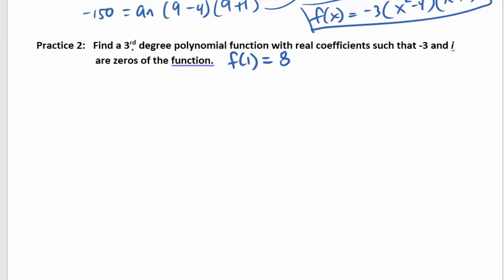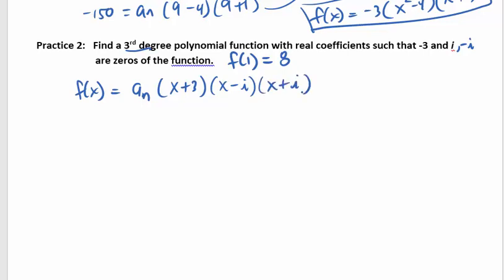So we know we've got 3 degrees here. So we know we need to have 3 factors. Well, negative 3 is 1, i is 1, and hopefully you recognize that negative i was the other. So I would say, okay, f of x equals some constant out front, we'll call that a sub n, times my factors here. If negative 3 is a root, that means x plus 3 is a factor. If i is a root, that means x minus i is a factor. If negative i is a root, x plus i is a factor.